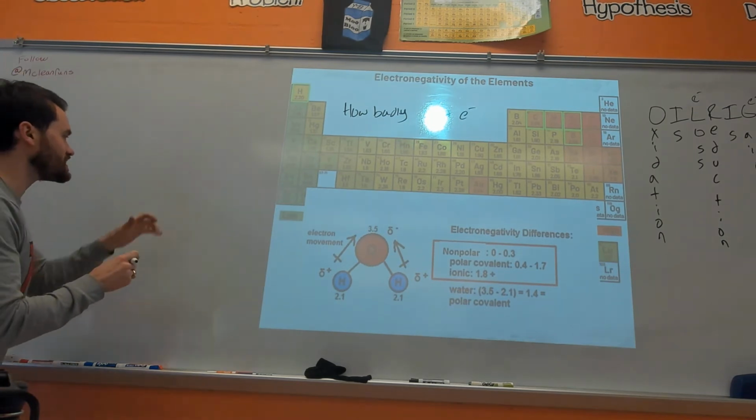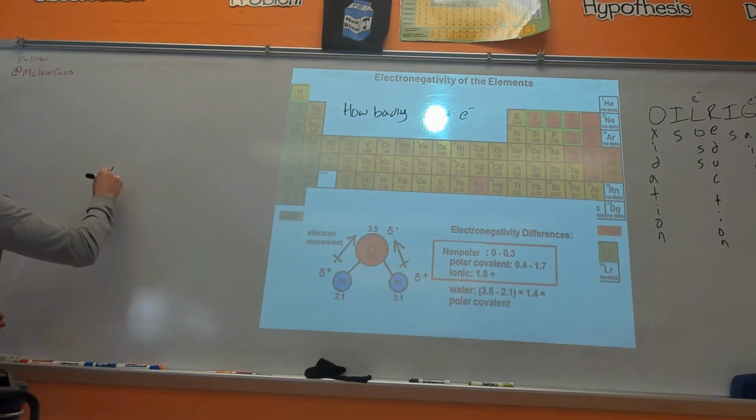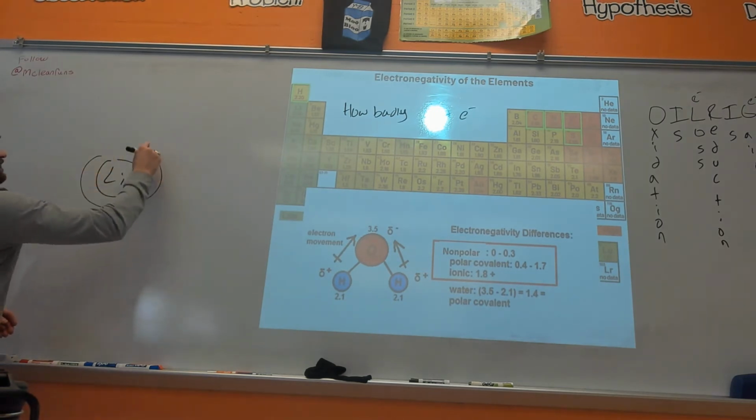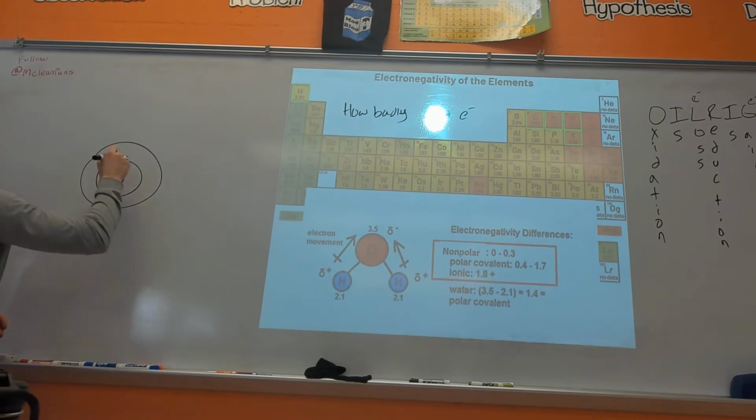To understand why, let me go to your favorite Bohr models. So if I do the Bohr model for lithium, lithium has 1 valence electron. Now, when are atoms the most stable?